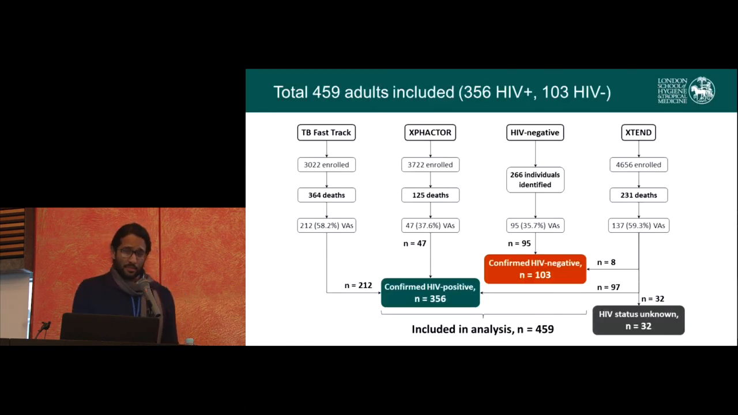Right, sorry, there's a bit too much detail on this slide, but the 3 parent studies are the first column, the second, and the last column. And you can see that from the TB Fast Track study, we did 212 verbal autopsies. All of these were HIV-positive adults. From the X Factor study, we had 47 HIV-positive adults. From the Extend study, we had 137 verbal autopsies total. 8 were HIV negative and 97 were HIV positive. And then among the 266 HIV negative individuals that we found, we did 95 verbal autopsies, leaving us with a total sample for the analysis of 459 adults.